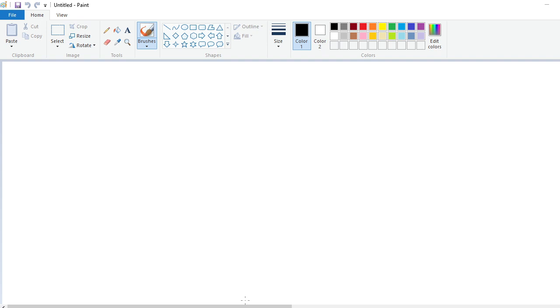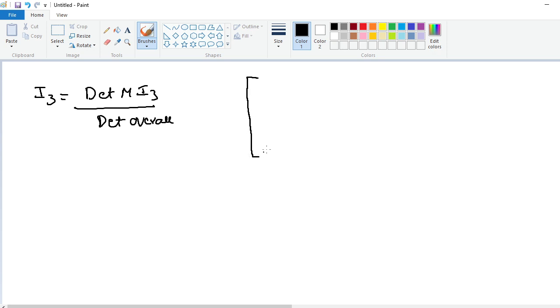So, how to calculate I3? According to Cramer's rule, how to calculate I3? So, det of some matrix related to I3 and overall det of overall matrix. So how to form this matrix? The basic matrix is RC plus R plus XC, minus R. Instead of I3 in this column, substitute V0.